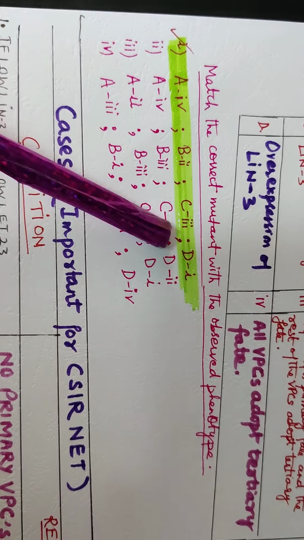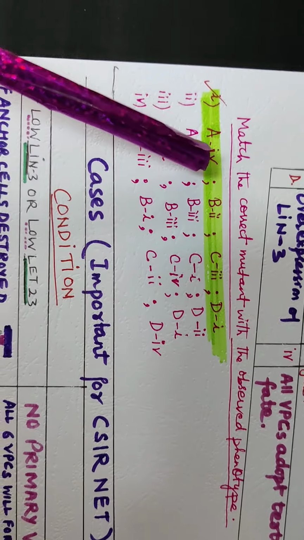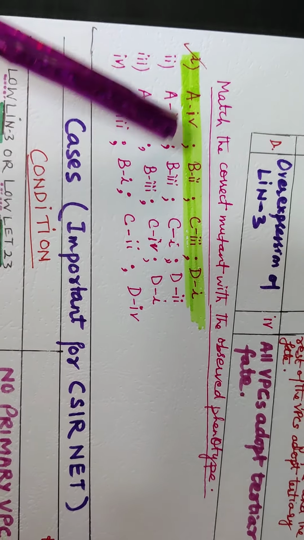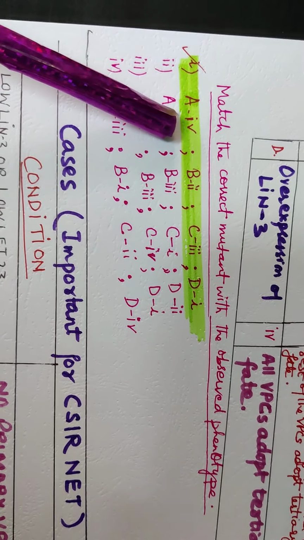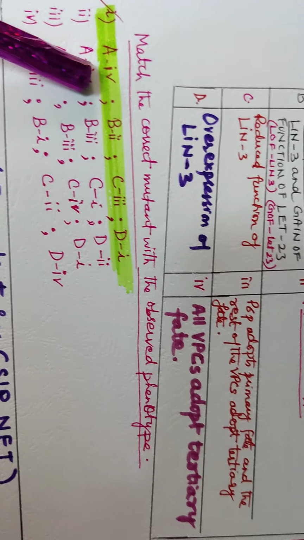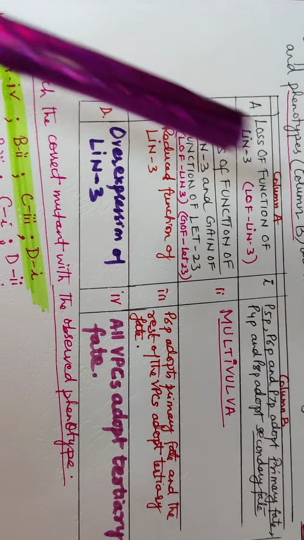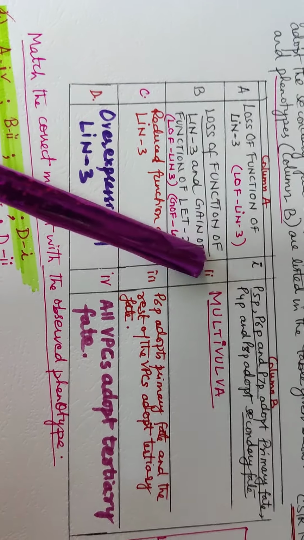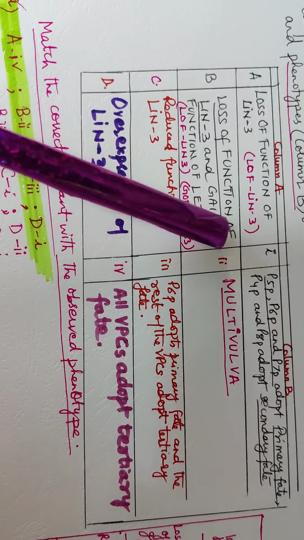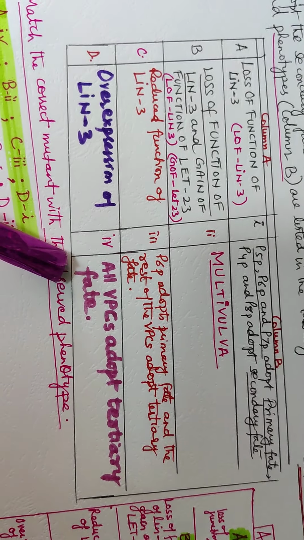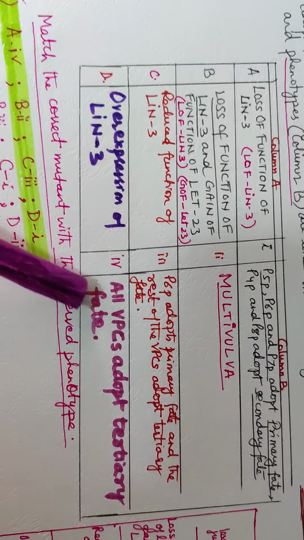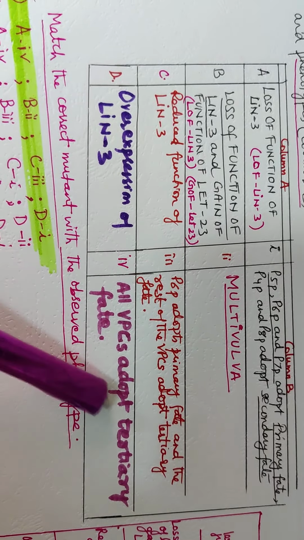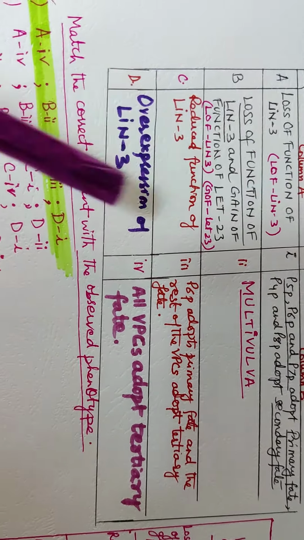Now we have to match the correct mutant with the observed phenotype. Here examples are given. The answer is part A, which will combine with the fourth part. Loss of function of lin3, LOF lin3: because lin3 is a ligand which activates the VPCs, all VPCs adopt tertiary fate when it is absent.